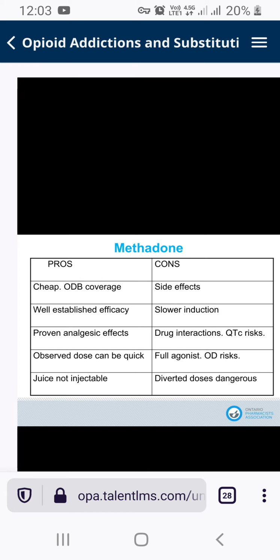There's a lot of side effects. There's a slower induction process. There's more drug interactions and QT risks. It is a full agonist, so there's overdose risks, and diverted doses are quite dangerous in our community. So that's the methadone pros and cons.